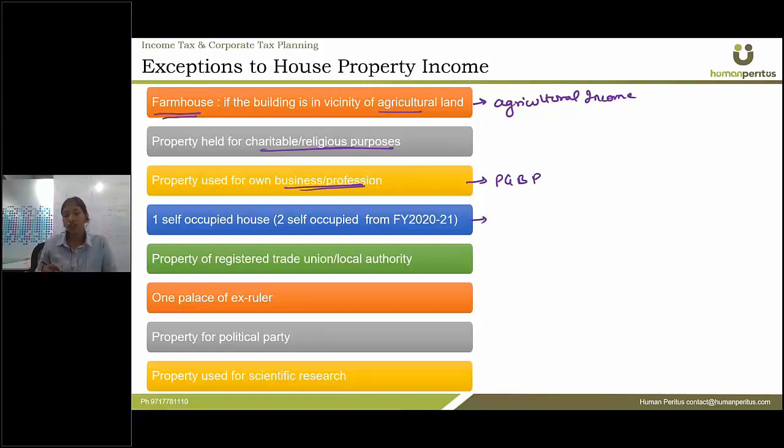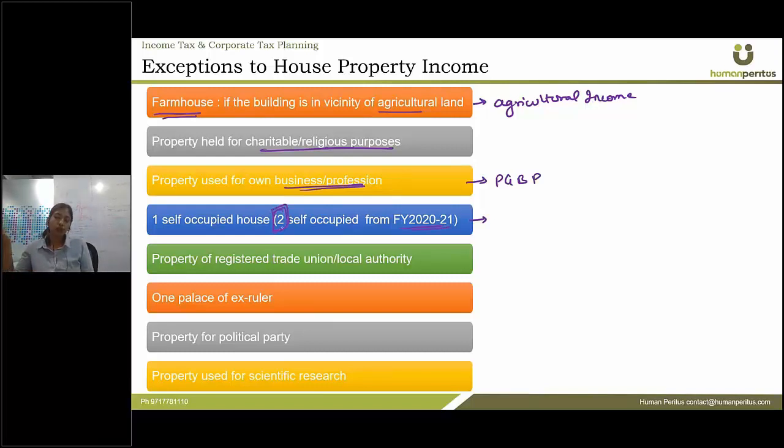If the person has only one self-occupied house, in that case we do not calculate tax on that income, because as I told you, in the case of house property we calculate tax on notional income, right? That is, we see the capacity of that property. But in the case of one house property only, which is self-occupied, we do not calculate that, or we can say it is exempt. And from financial year 2020-21, the exemption was extended to two house properties.